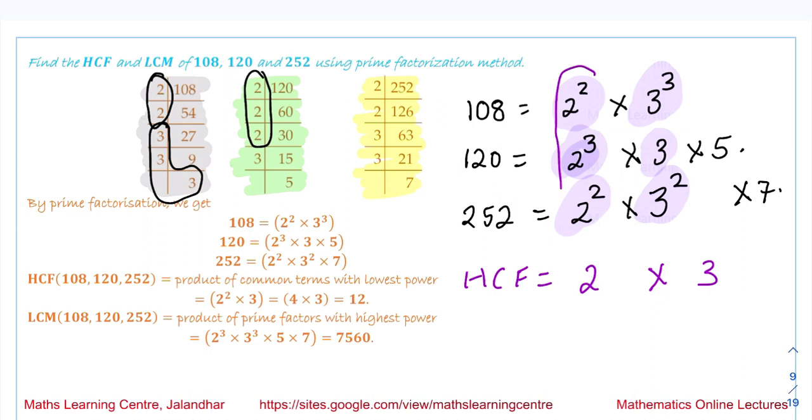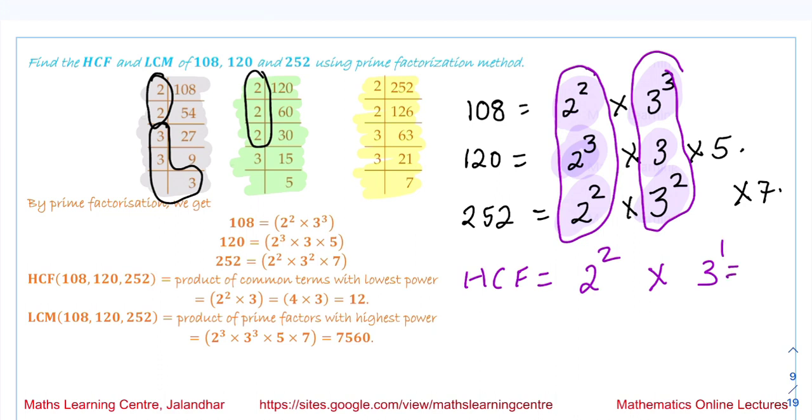What is the lowest power of 2 over here? It is 2. And what is the lowest power of 3 that we have? It is 1. So the HCF that we will get is equal to 12.